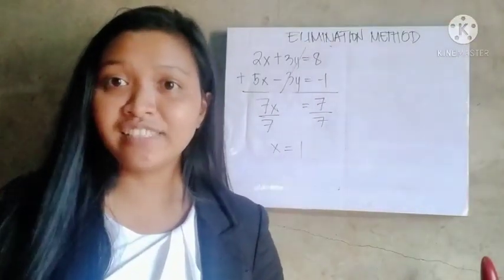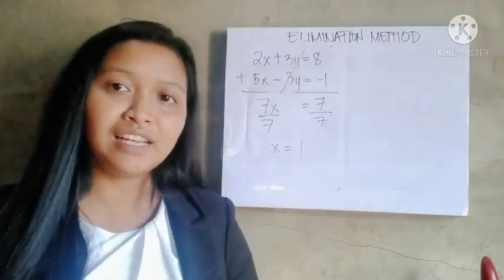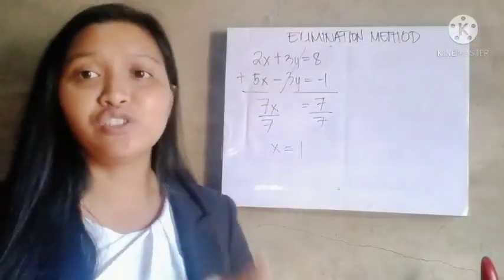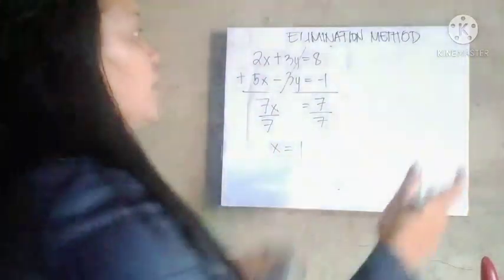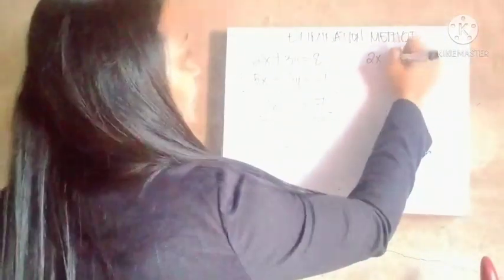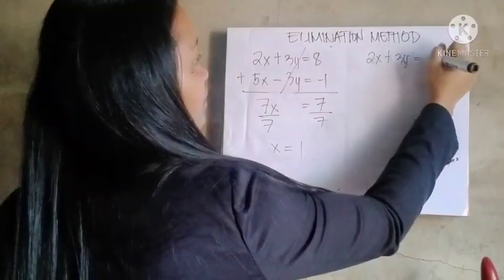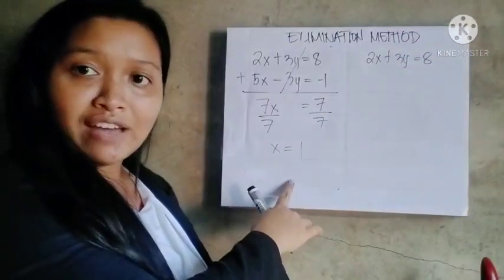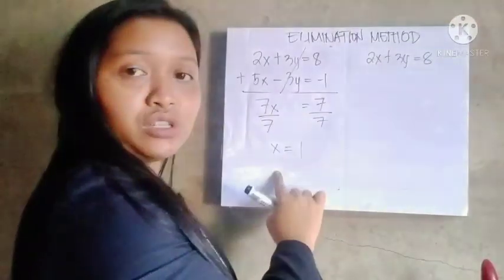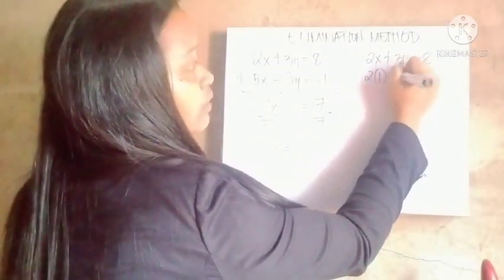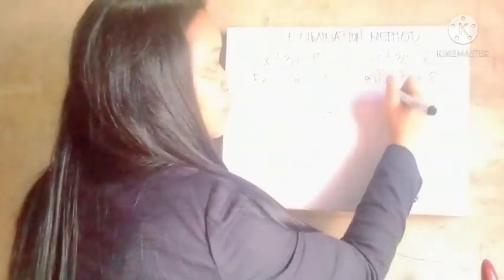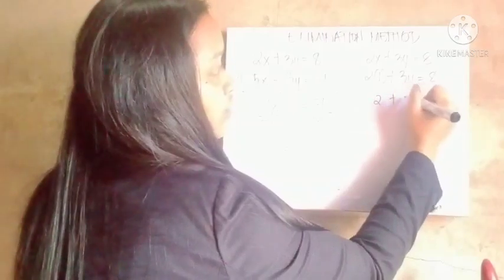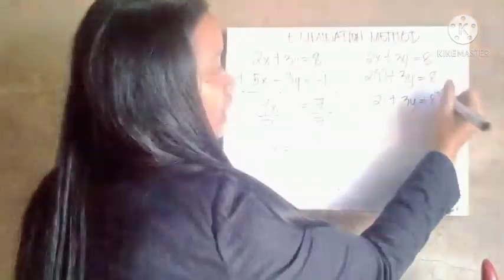Now, once you find the value of your x, you can plug it into either of these two equations to find the value of your y. So, let's use the first one. 2x plus 3y is equal to 8. Since we have the value of our x, simply substitute it into this equation. 2 times 1 plus 3y is equal to 8. 2 times 1 is equal to 2, plus 3y is equal to 8.